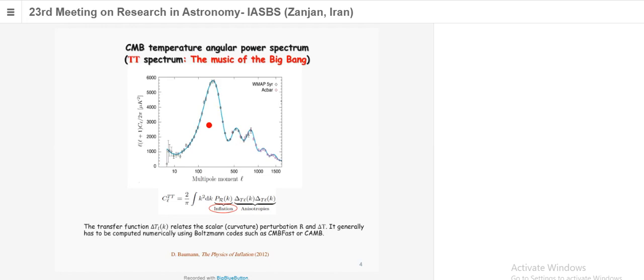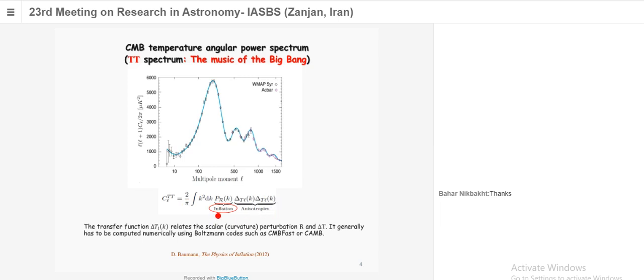These curves show the music of the Big Bang, or the CMB temperature anisotropies, which has been deduced from the WMAP data. This quantity, C_l^TT, which is related to the vertical axis of these curves, measures the temperature correlation between two points of the CMB temperature anisotropies. This is an observational quantity, which is given by this relation.